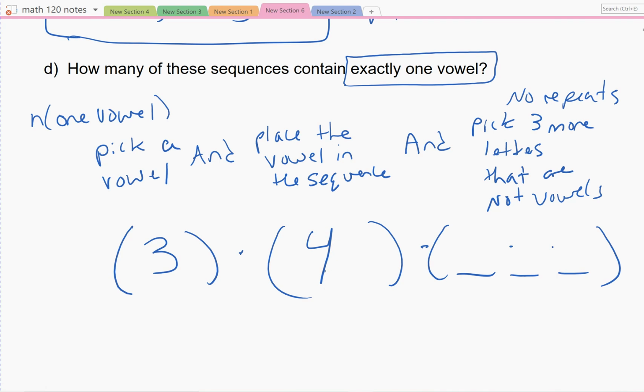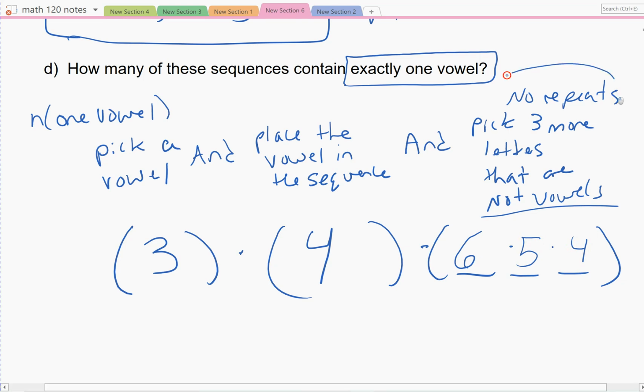And then to finish this off, I need 3 more letters that are not vowels, and again, I can't repeat. Well, remember, there are 6 letters that are not vowels, and so for the first letter, there are 6 options. Then there are only 5 for the second non-vowel, and then there are 4 for the third non-vowel. And so exactly 1 vowel in the sequence where I have 3 options for vowels, 4 places to put it in, and then I finish it out with the non-vowels, which there were 6 of those, and no repeats.